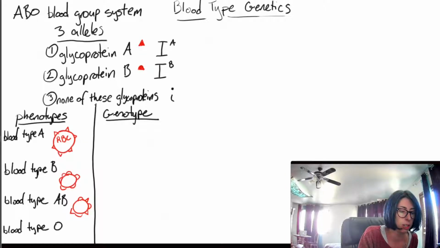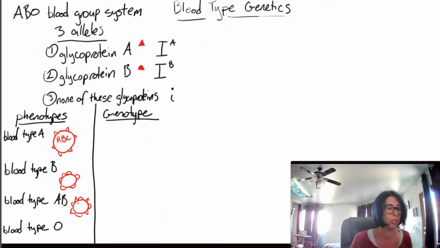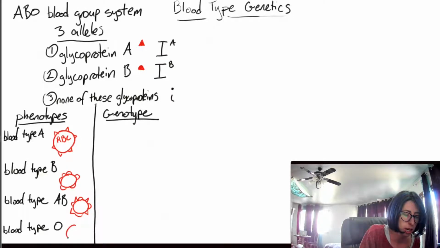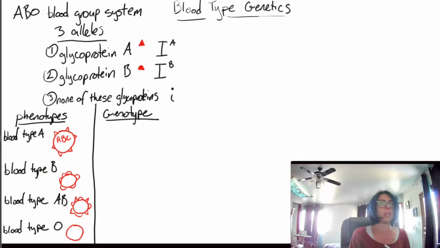Someone who's AB is going to have both glycoprotein A and glycoprotein B on the surface. So this is the phenotype. This is what the red blood cells look like, right? The phenotype is the physical expression of what's in the genetic code. Someone who's blood type O, their red blood cells are a clean slate when it comes to this glycoprotein. All right, so then let's look at the genotypes, or the genetic codes, the allele combinations that can lead to these four different phenotypes.